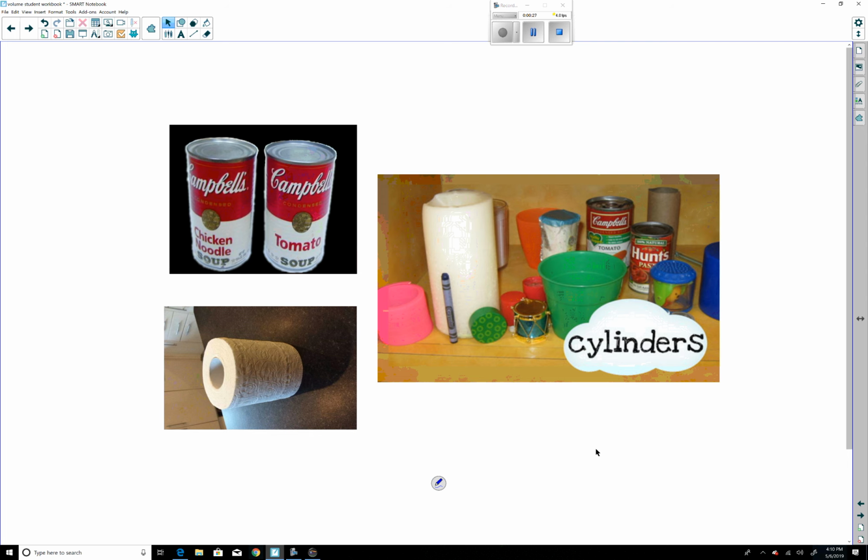So some common household things that are cylinders would be like a can of soup, a toilet paper roll, maybe a candle would be a cylinder. A crayon, kind of, if you cut off the sharp tip, would be a cylinder, but these would be some examples of different types of cylinders that you probably have around your house. So let's learn how to find the area of those cylinders.